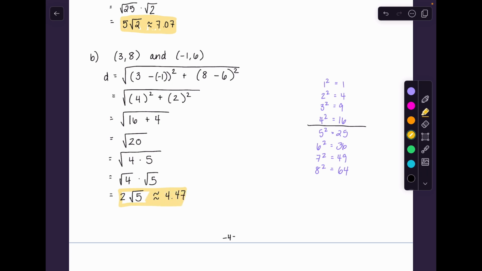So again, just be very cautious of this. The square root will only split across multiplication, will not split across addition or subtraction. So you want to condense the inside a bunch before you try to simplify it.